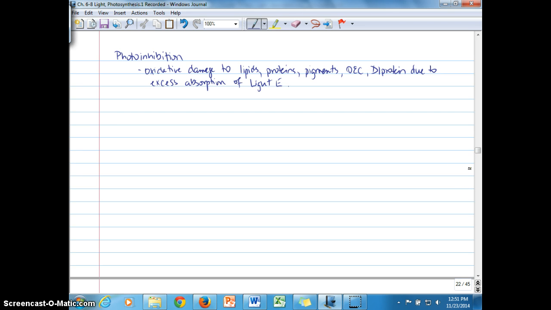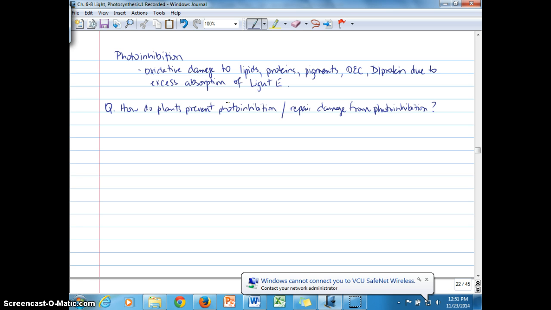So the question is, how do plants prevent photoinhibition or repair damage from photoinhibition? And we primarily talk about the first part of this question here.